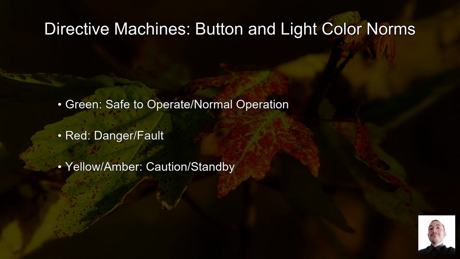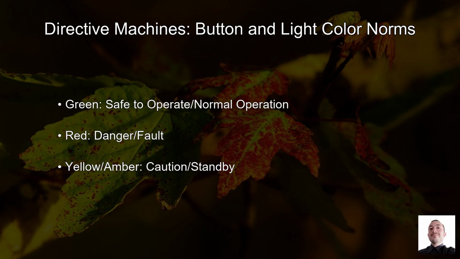To understand the color norms for buttons and lights in human-machine interfaces, let's delve into the theoretical basis. The machine directive, a cornerstone of safety standards, offers guidelines that are crucial for HMI design. Green typically signifies safe to operate or normal operation, while red warns of danger or fault. Yellow or amber often indicates caution or standby. These colors are not arbitrary, they're based on human perception and reaction times. For instance, red is universally recognized as a stop signal, prompting immediate attention. Green, on the other hand, is associated with go or proceed, encouraging a sense of safety.